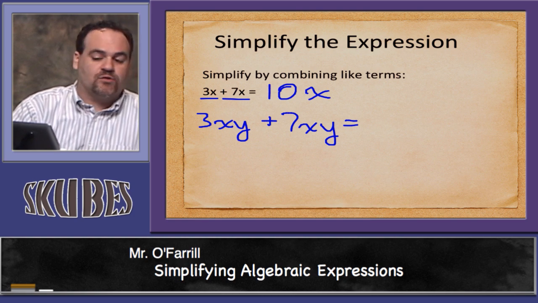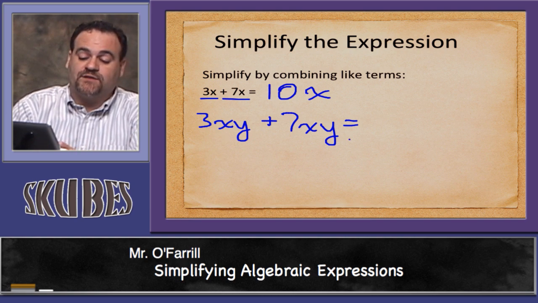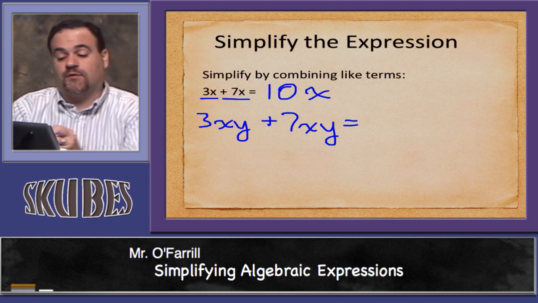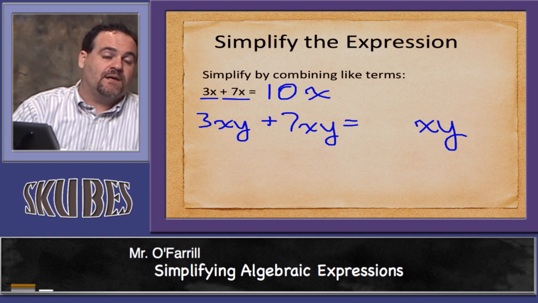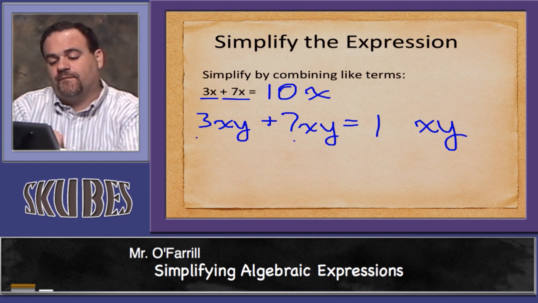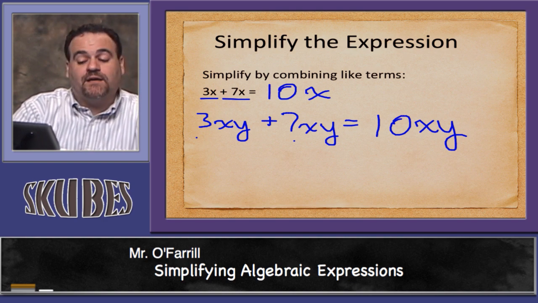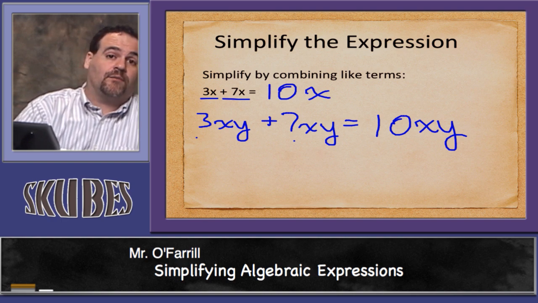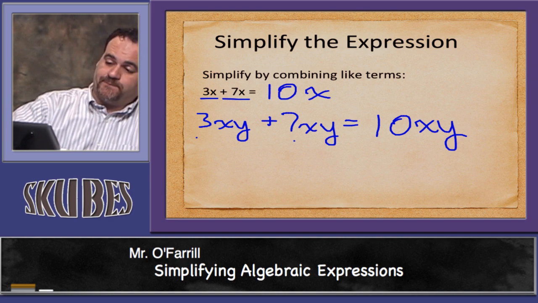The last name or type of term for this one is an xy. And this one is also an xy. They're still like terms, so the thing that makes them like terms, the xy, is going to stay the same in our final answer. And just like I did a moment ago, 3 plus 7 is still 10. When you combine like terms, that's all you really need to do: first identify if they're like terms, and then do whatever the operation says to the coefficient.